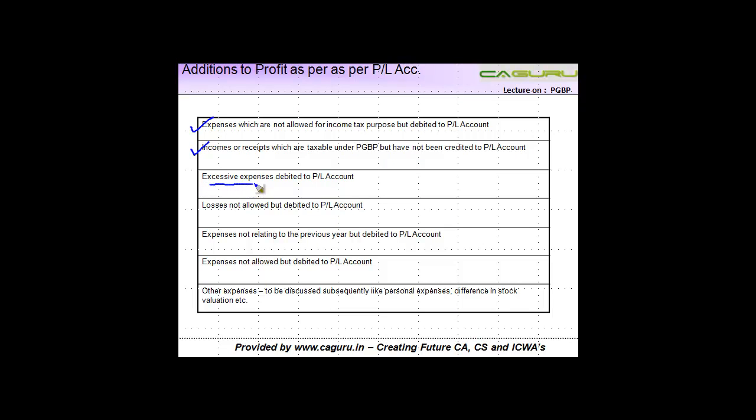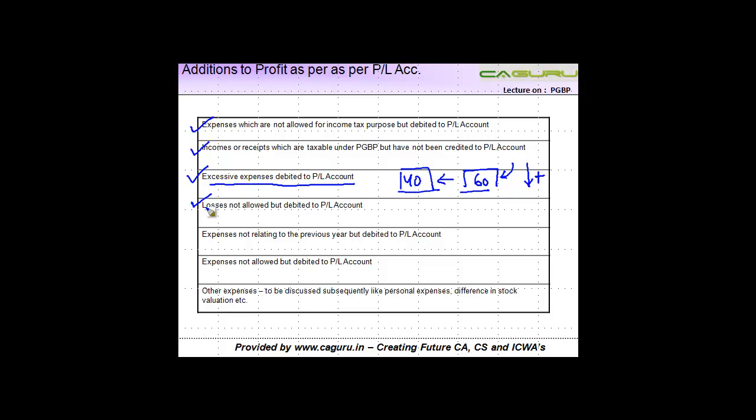Then you have excessive expenses debited to the profit and loss account. So if, let's say for example, an expense which is allowable is only 40, but you have booked 60. So what will be the impact of booking an excessive expense? If you book an expense more, your income goes down. To increase your income, to reinstate this, if this is 40, you will have to make an addition for this.